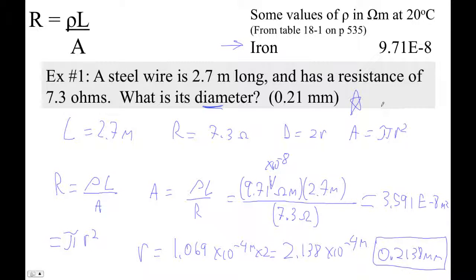All right. Anyway, pretty simple formula, not terribly difficult. Kind of cool, though. Now you can calculate the resistance of any wire based on the material it's made out of. All right, I'm going to do some more examples here on the whiteboard.